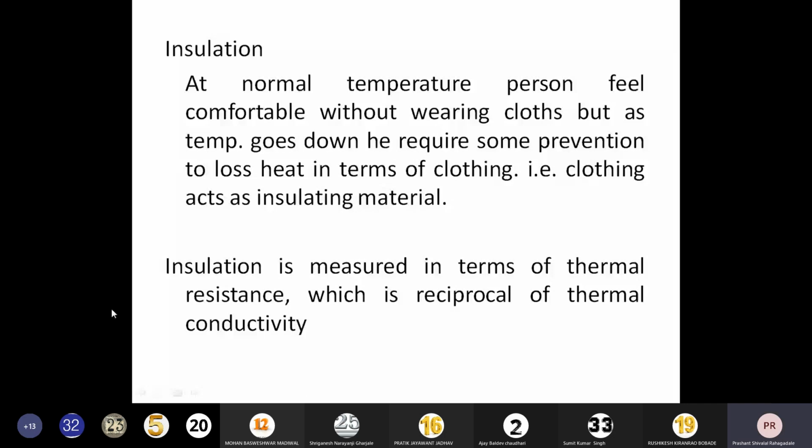Now this insulation will be measured in terms of thermal resistance. There is a thermal resistance, and we measure it. And this thermal resistance, now we know, is the reciprocal of conductivity. So what we are interested in measuring is thermal resistance, and this thermal resistance is a reciprocal of thermal conductivity. Conductivity is the reciprocal of resistance, and resistance is the reciprocal of conductivity. So this term we already know.